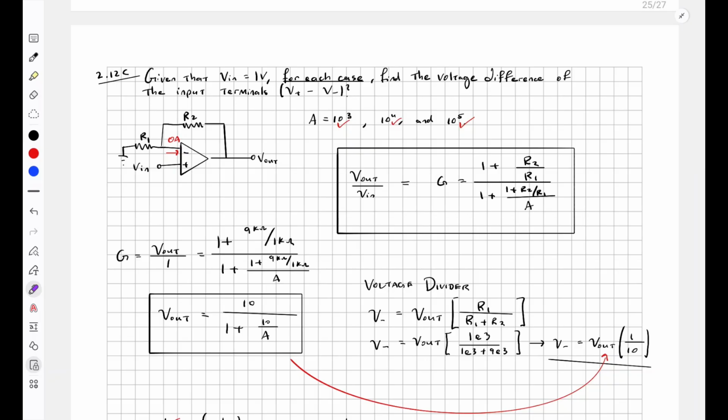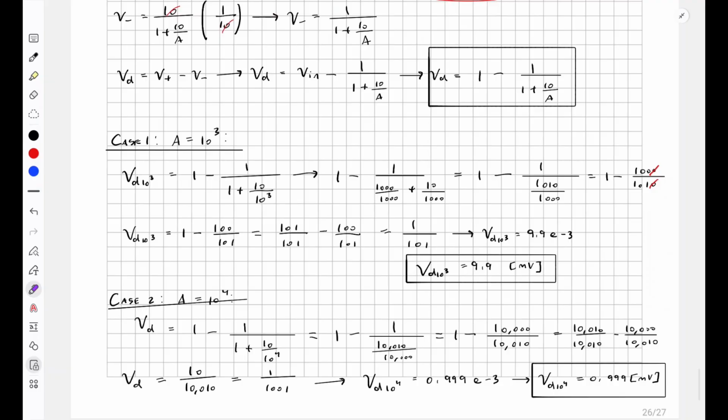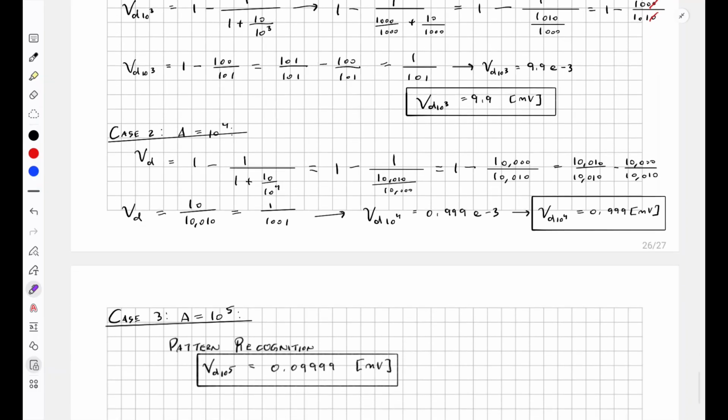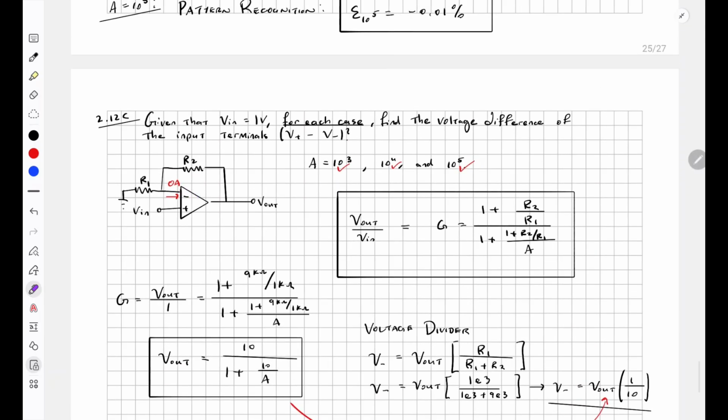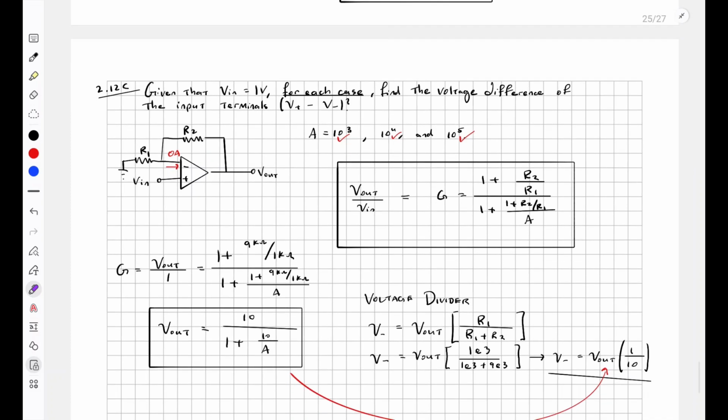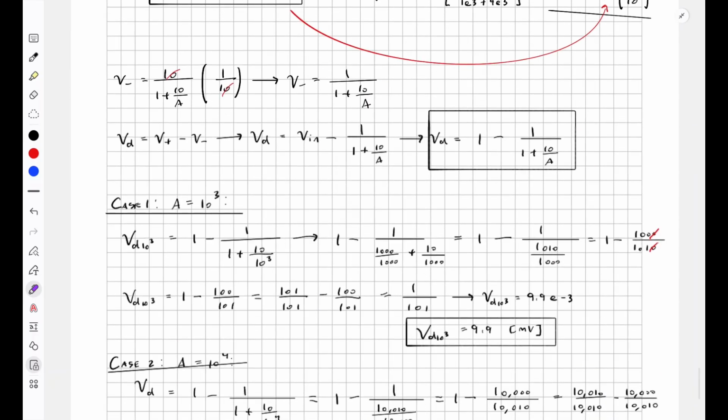Yet we have demonstrated that even with a non-infinite open loop gain of even 10 to the 5th, which is not infinity, that is still very close to 0. I mean, 0.0999 millivolts is relatively close to 0. So we can say that even if you don't have the ideal op amp, the virtual short circuit assumption is still a close enough approximation. It still works. It's a close enough approximation to solve the op amp. So this is the final answer.